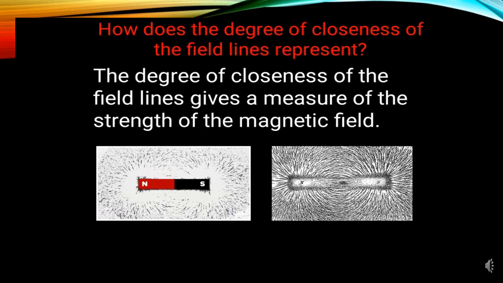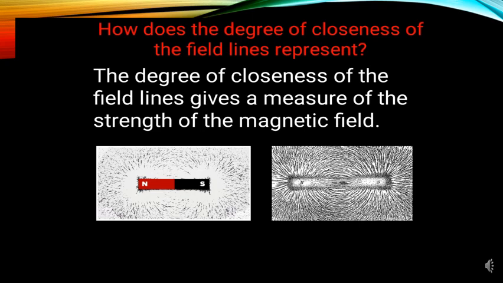The strength of the magnetic field of a magnet is indicated by the degree of closeness of the field lines. Where the field lines are closest together, the magnetic field is strongest. So you can say the magnet in the second diagram is stronger compared to the first magnet on the left side, because the field lines are very close in the second diagram and very far apart in the first diagram. So by this you can decide the strength of the magnet.